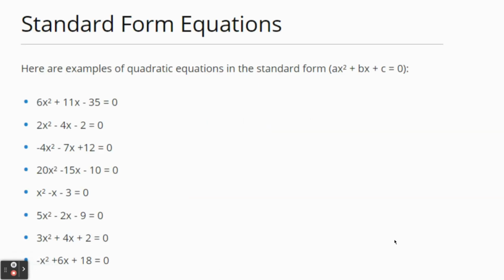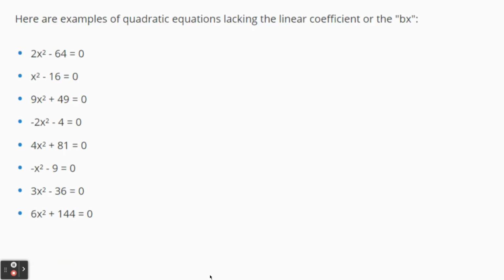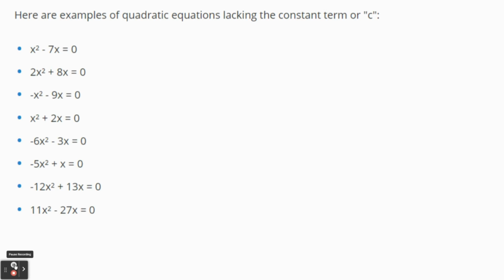Standard form of a quadratic always has the x squared coming first, followed by the second term, which is the bx term, and then followed by the constant, and then it's set equal to 0. Here are some examples of standard form equations. Sometimes the bx term is missing, and sometimes the very last term is missing, the constant.